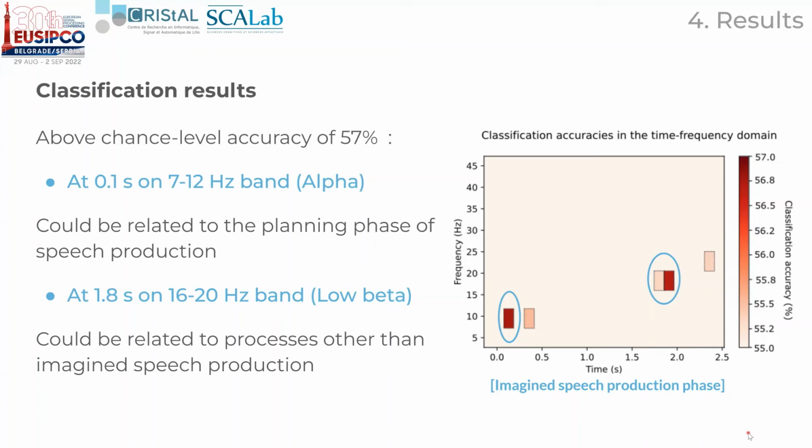This high score was obtained on 2 occasions and in different bandwidths. Early in the production phase at around 0.1 seconds, between 7 and 12 hertz, that is within the alpha band, which could be related to the planning phase of the speech production, and at 1.8 seconds, between 16 and 20 hertz within the beta band, as you can see here, which could be related to other processes unrelated to imagined speech.